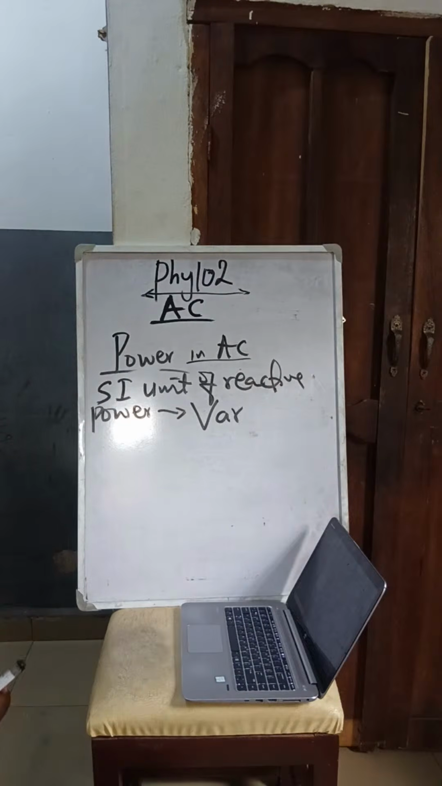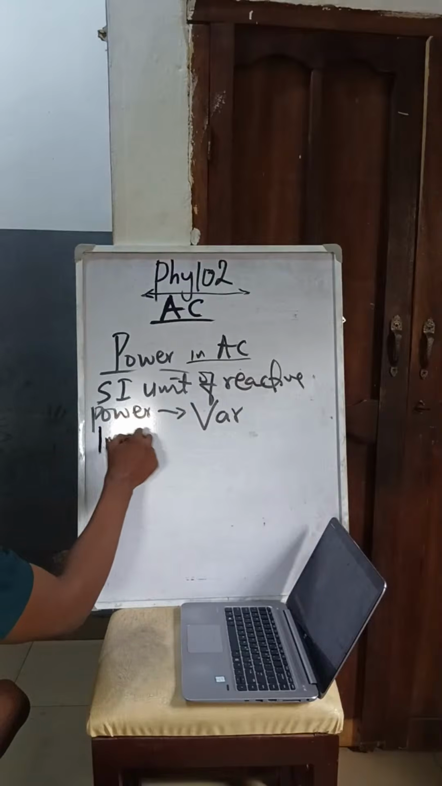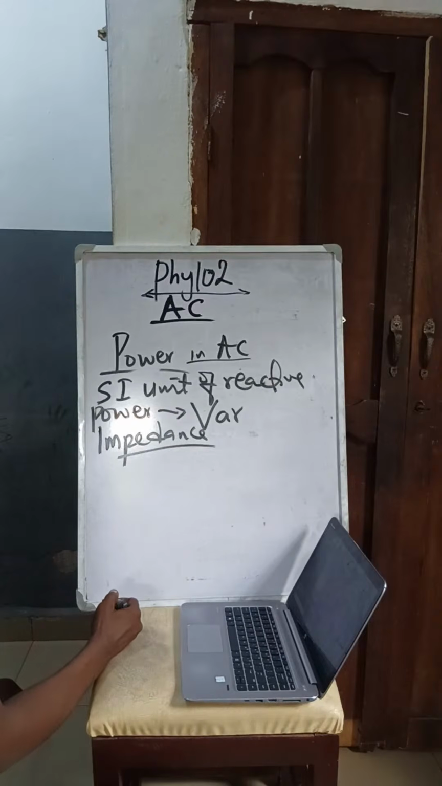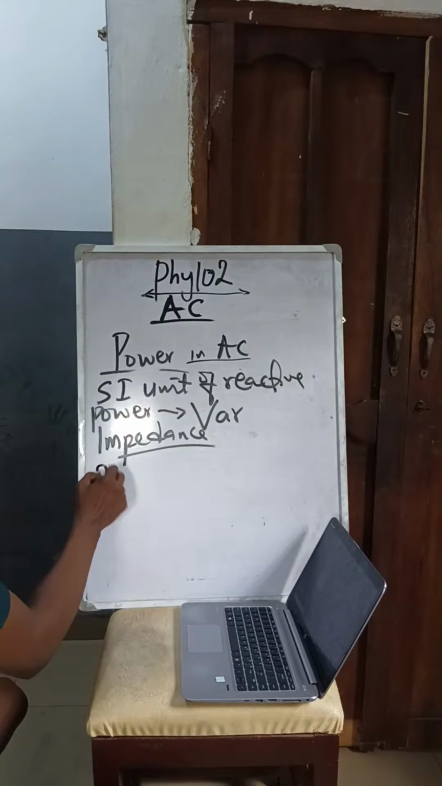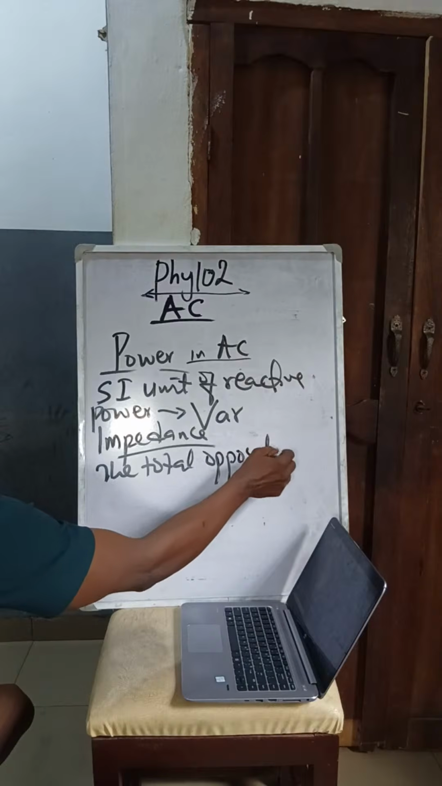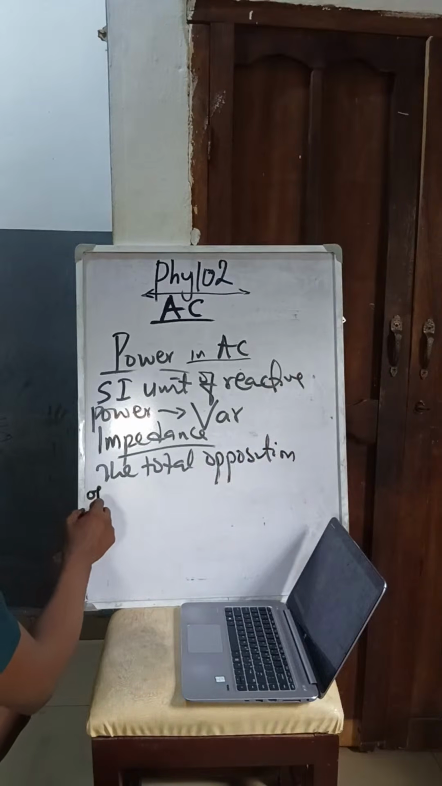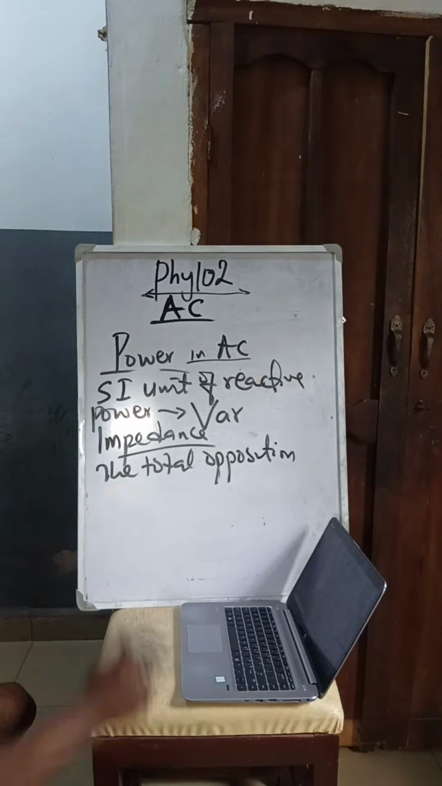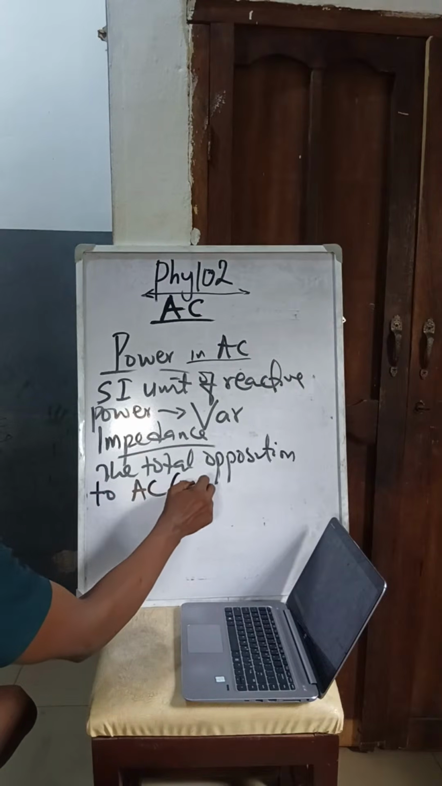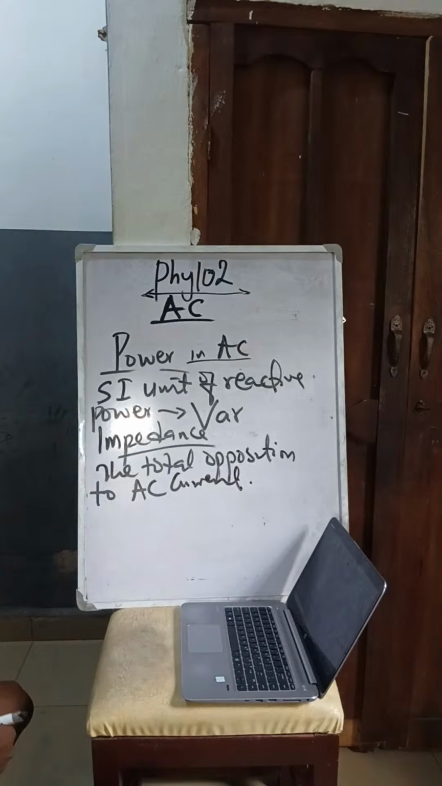All right, so what is impedance? Impedance is the total opposition to AC current.